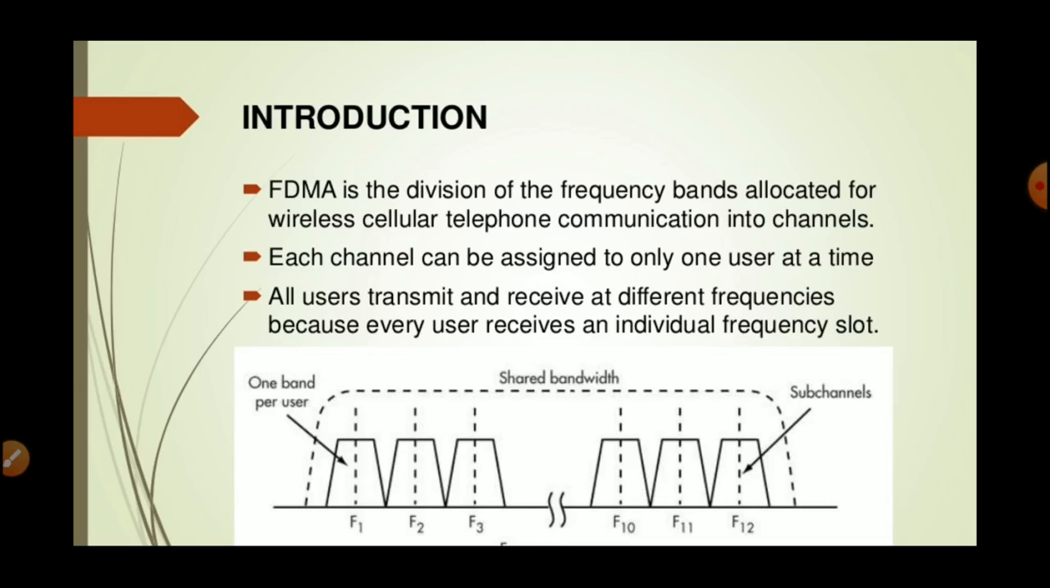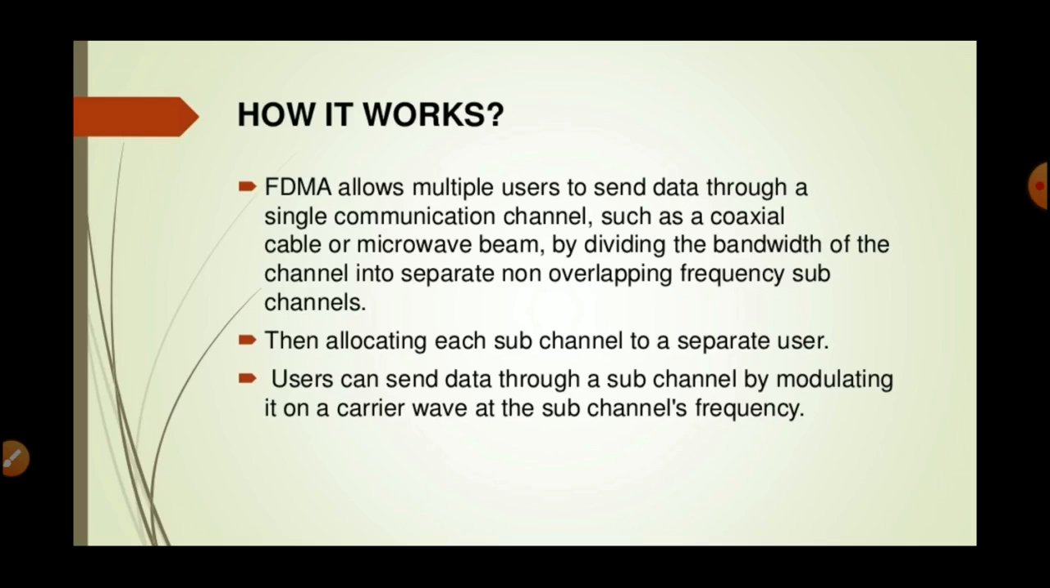F1, F2, F3. One band per user. Then the shared band is shown, F10, F11, F12. These are called the sub-channels. How it works?